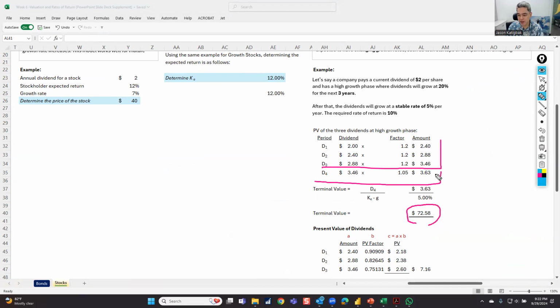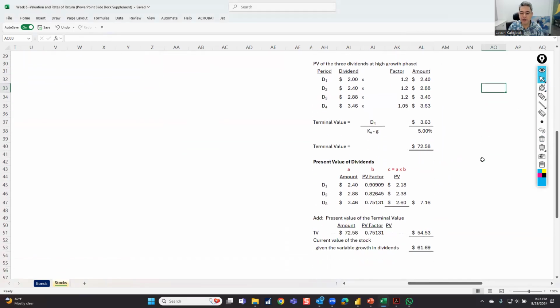Where did we get it? It's actually the dividend on the 4th year divided by K minus G, similar to what we had on scenario 2. Now, I now have a present value of the dividends calculation. And what was that? Each one here is 2.40, 2.88, and 3.46: D1, D2, and D3. I multiplied with the present value factor.